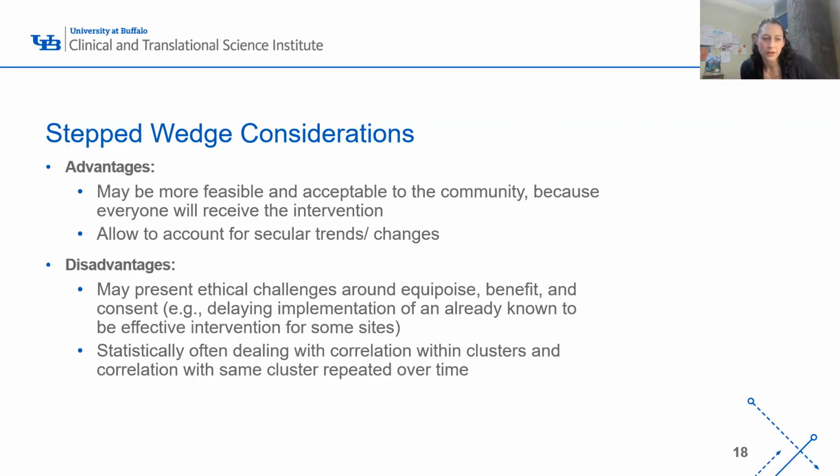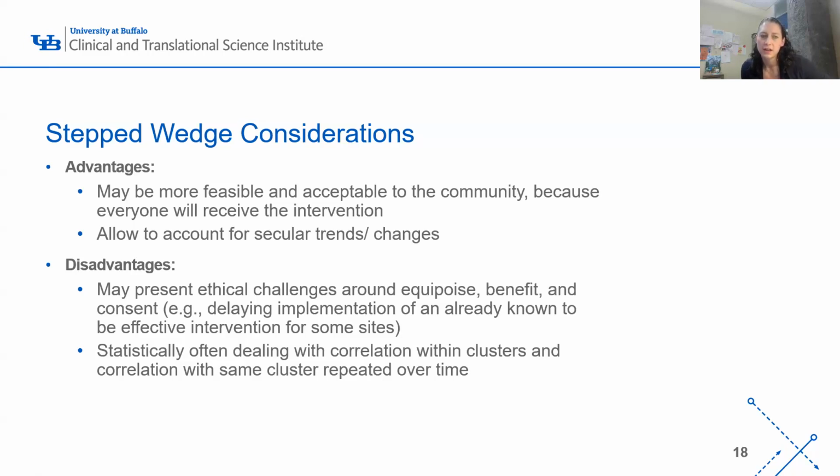There may be other challenges and disadvantages within the stepped wedge, just things to keep in mind around ethical challenges around benefit and consent, and delaying implementation of something that's already known to be effective for some sites versus others. So it really depends on what the intervention is, those considerations.